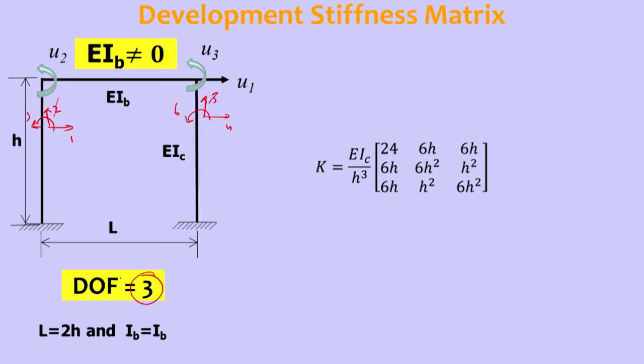So the structure will have 3 degrees of freedom. If we have to develop a stiffness matrix for this, 3 degrees of freedom means we will get a 3 by 3 matrix. So let us discuss how this matrix can be developed. The condition given is that the length of the beam is equal to 2 times the height, and the moment of inertia of the beam is equal to the moment of inertia of the column, both are the same. So in that case, how do we develop this stiffness matrix?